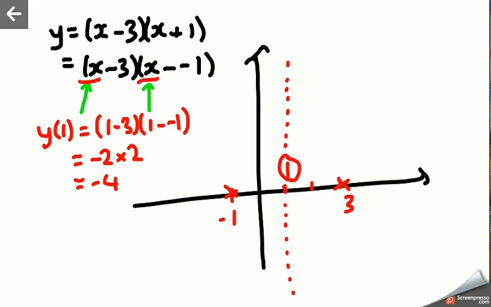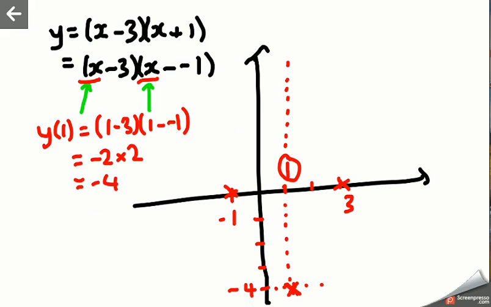I might need to make this axis a bit longer. There we go. So negative 1, negative 2, negative 3, negative 4. So we know that our turning point, the lowest point that our parabola goes to, is going to be the point where x equals 1, y equals negative 4. So that's that point right there.